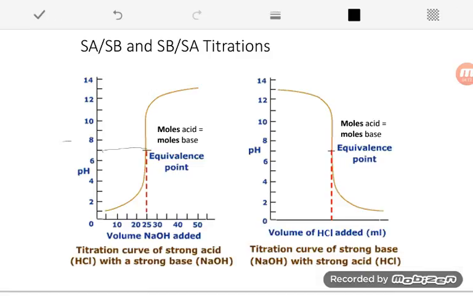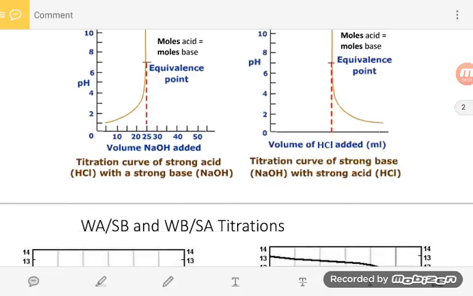For these curves, it's where the pH is equal to 7. It's also sort of halfway up this steep portion of the curve right there. And we'll see how to actually figure out the concentration of the solution based on this.